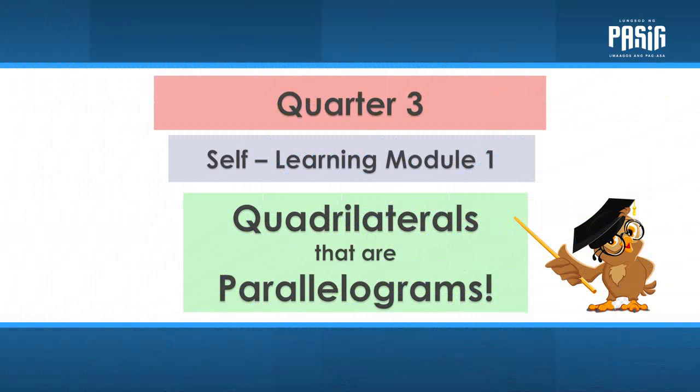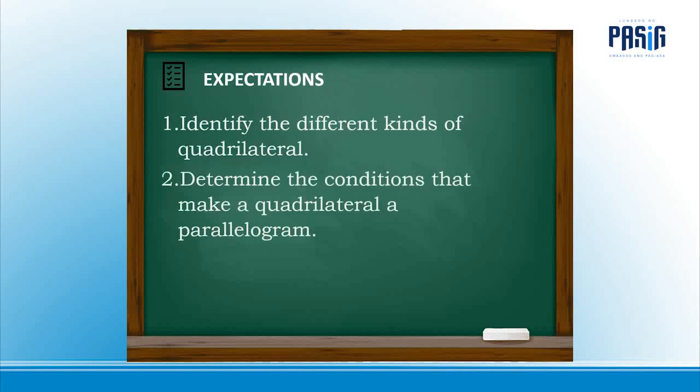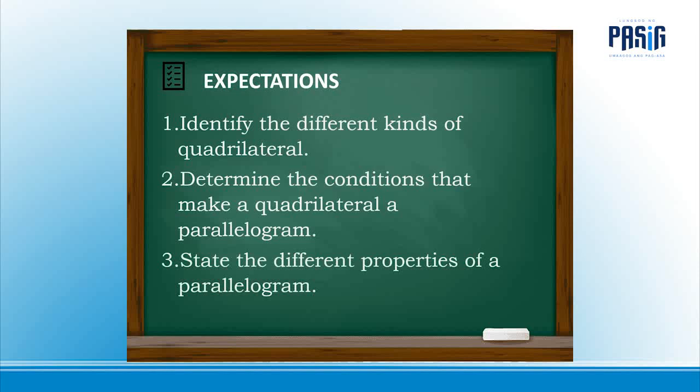Grade 9 learners. Today, we are going to discuss quadrilaterals that are parallelograms. Let us start with the expectations for this lesson. Number 1. Identify the different kinds of quadrilateral. Number 2. Determine the conditions that make a quadrilateral a parallelogram. Number 3. State the different properties of a parallelogram.